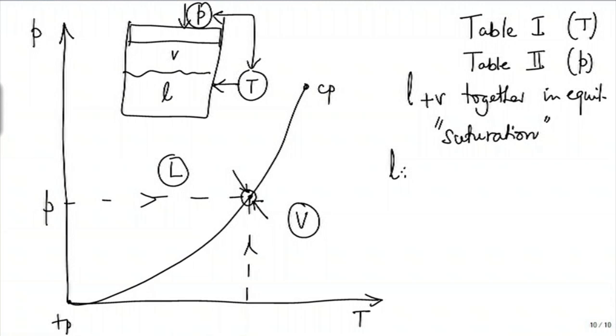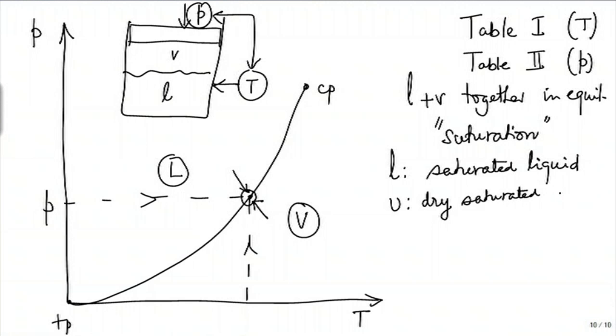The liquid part is known as saturated liquid, and the vapor part traditionally is known as dry saturated vapor. The word dry is used to emphasize that the vapor has no liquid droplets or liquid parts associated with it. That is why dry saturated vapor, it is a technical name, but if you call it saturated vapor, that is perfectly okay. At least thermodynamically it is okay, maybe from a steam engineering point of view it may not be okay.